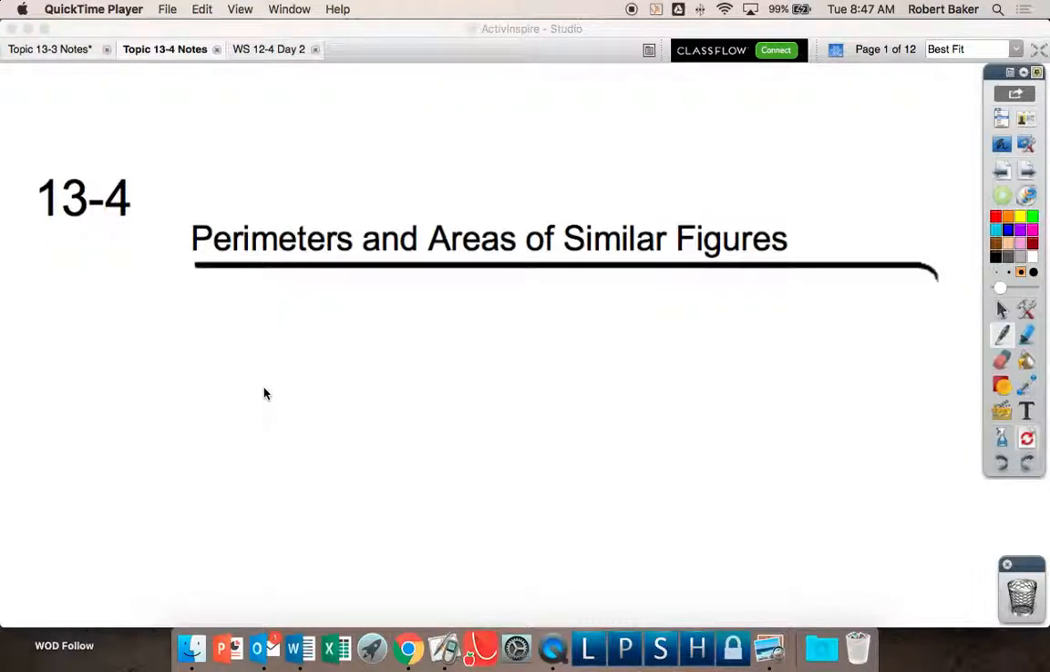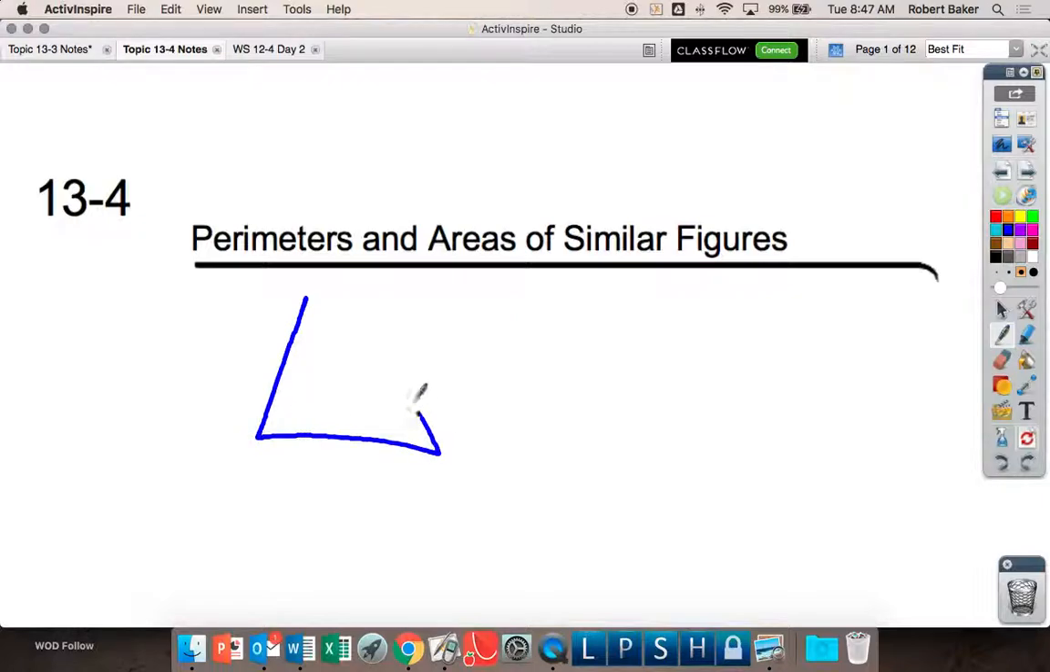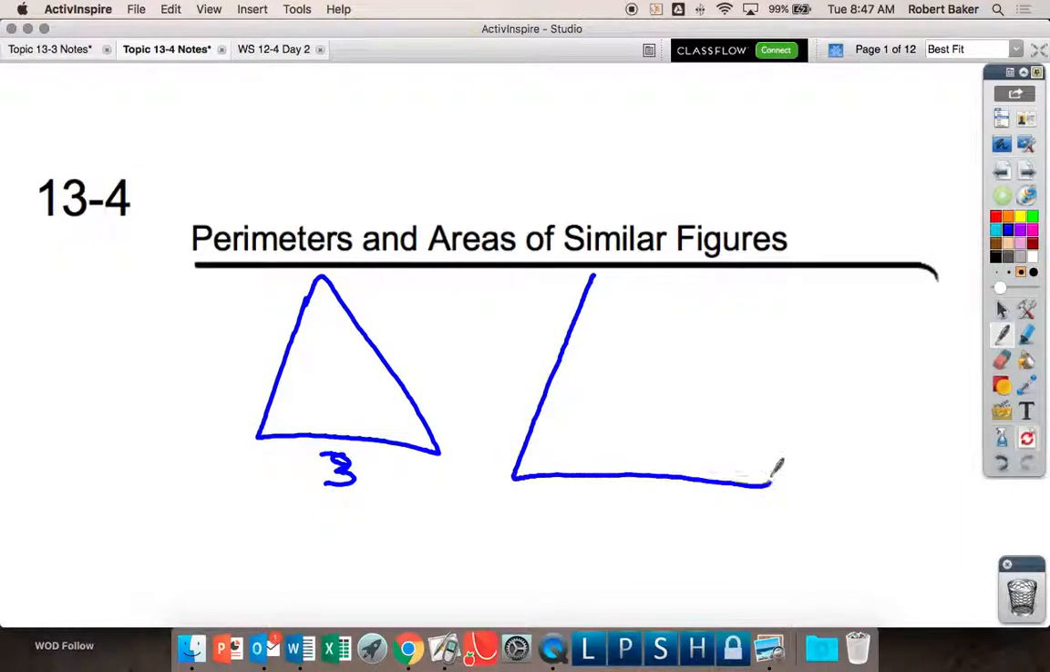Perimeter and area of similar figures. If I draw you two similar figures, there's two triangles. Those two triangles are similar. Right now you know that the base of one triangle is 3 and the base of the other triangle is 6. So something you have to be able to do is to set up a similarity proportion.